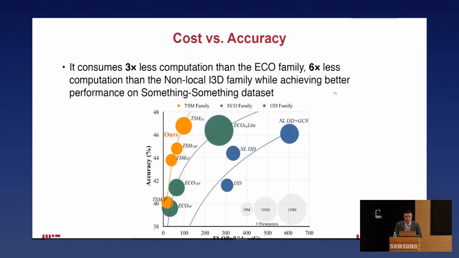And the most amazing thing is that we can aggressively reduce the computation requirement. The x-axis is the amount of computation per video, and the y-axis is the accuracy. TSM consumes about 3 times less computation than the ECO family, and also 6 times less computation than the non-local I3D family, but achieves higher performance on this dataset.